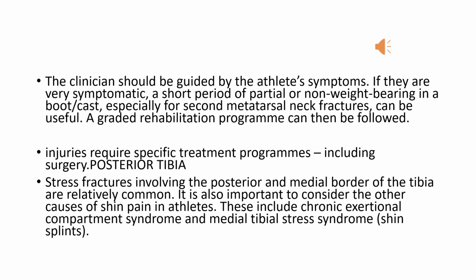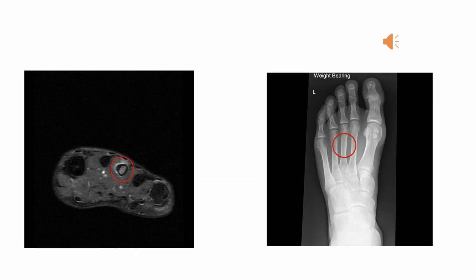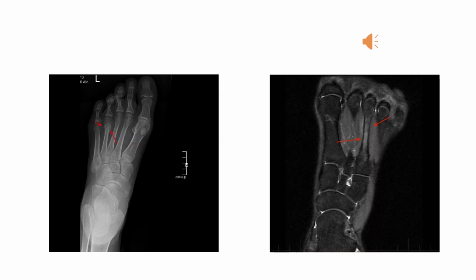Some injuries require specific treatment programs, including surgery. Posterior tibia. Stress fractures involving the posterior and medial border of the tibia are relatively common. It is also important to consider the other causes of shin pain in athletes. These include chronic exertional compartment syndrome and medial tibial stress syndrome, shin splints. X-ray of third metatarsal stress fracture. X-ray of fourth metatarsal stress fracture.